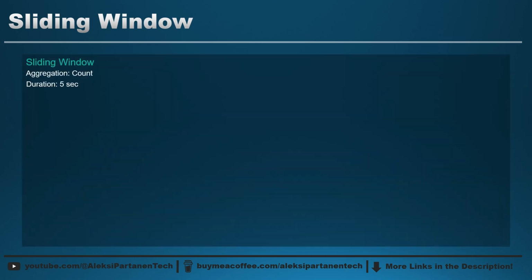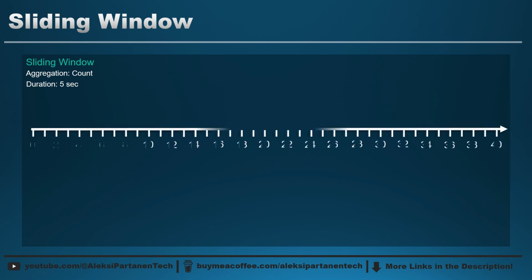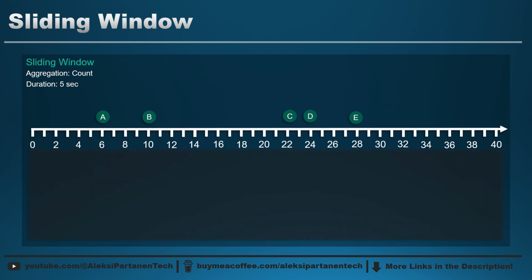Let's have a sliding window with count aggregation and duration of 5 seconds. And here we have our timeline and then events on that timeline. This time let's have fewer events so that this won't be so confusing. Now you can think that the sliding window will start to scan for events, and it can't find any events within the first 5 seconds. So no windows are triggered and it will continue to move forward.